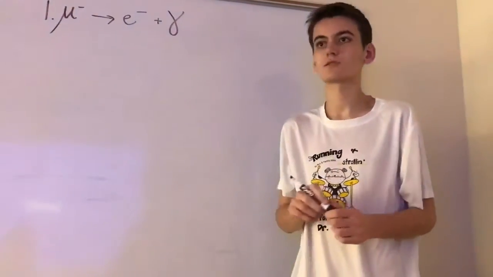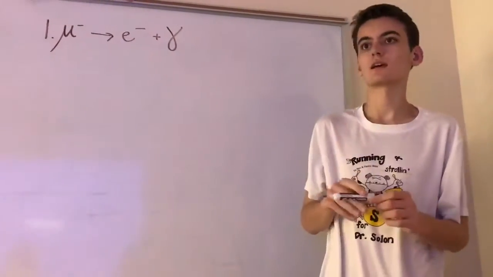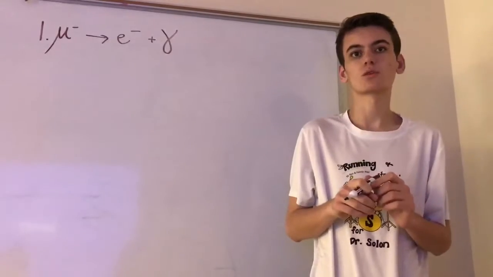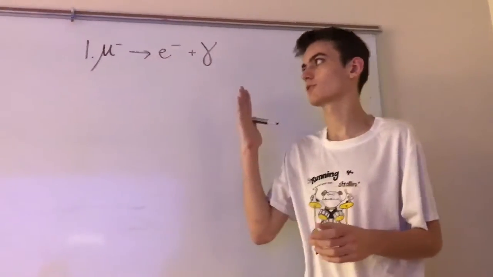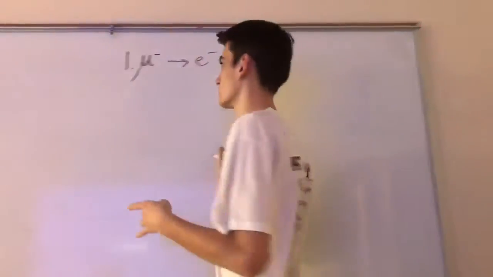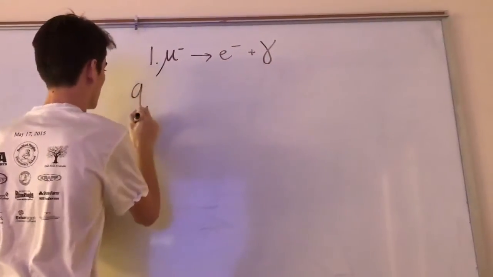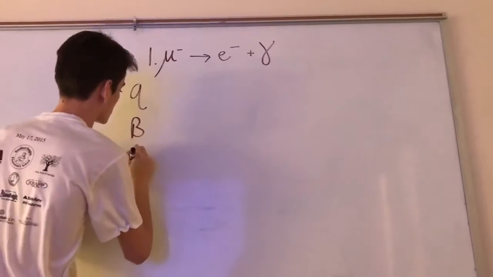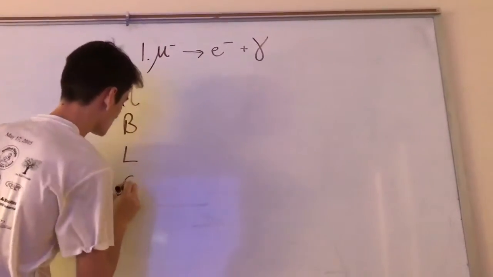So we are doing conservation rules, topic B, and we are going to solve these 4 equations. In order to solve an equation, you need 4 things to be equal on both sides: charge, baryon number, lepton number, and strangeness.